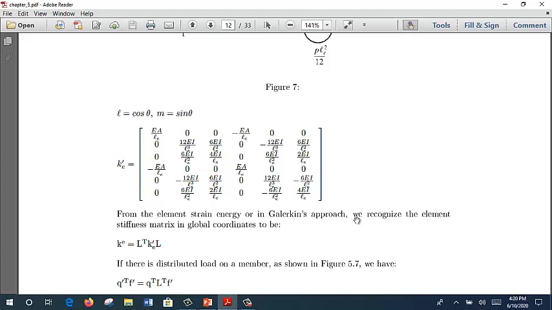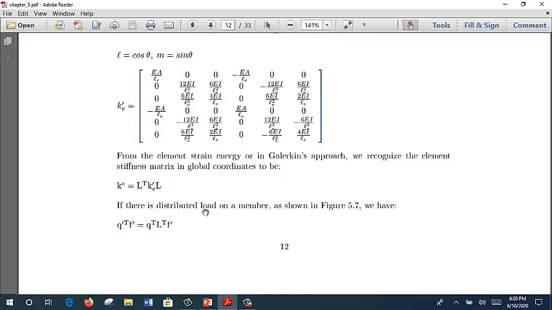And then from the element strain energy and in the Galerkin approach, we recognize the element kinematics in the global coordinate to be like this. Okay, and then from the local it becomes global. This is the local, and this is the global, from the equation L transpose times the stiffness matrix in local times L.